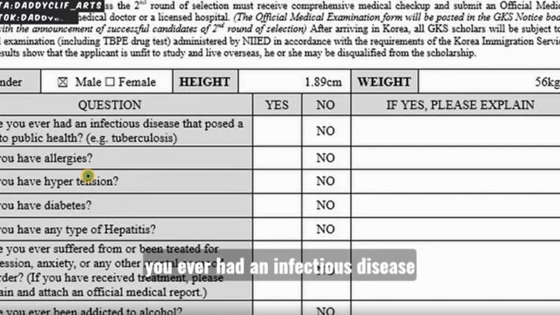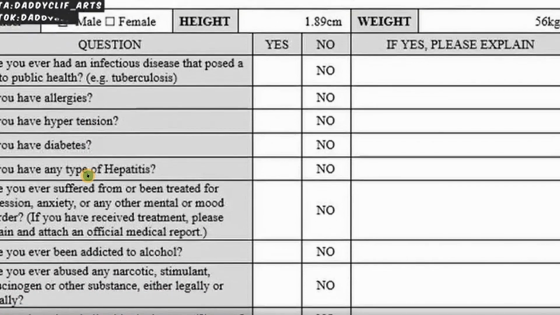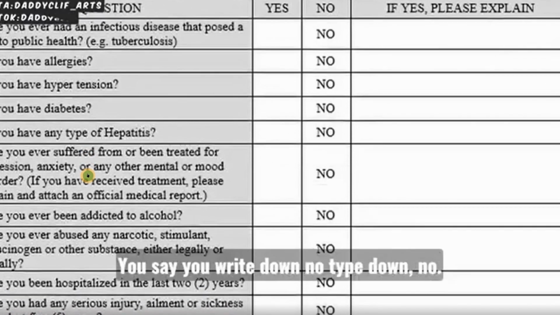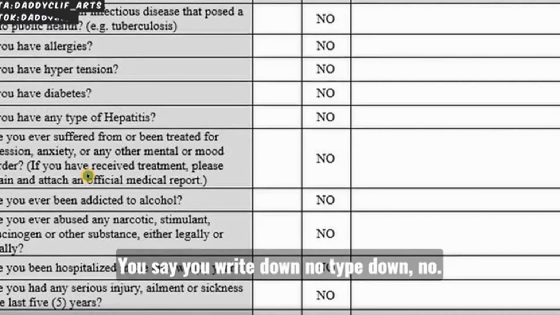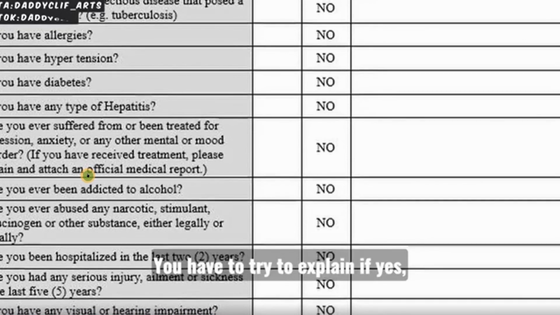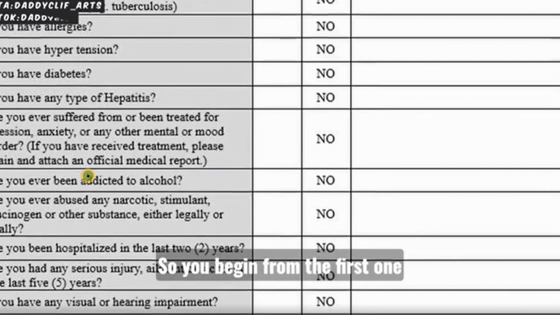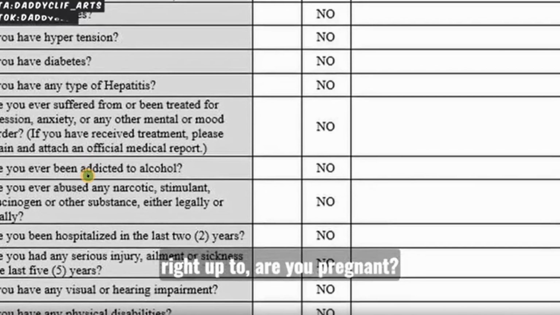Answer the question from have you ever had an infectious disease that posed a risk to public health? If it's yes, you say yes. If it's no, you write down no. Type down no on your computer. And then if it's yes, you have to try to explain. If yes, please explain the type of disease. So you begin from the first one right up to are you pregnant?